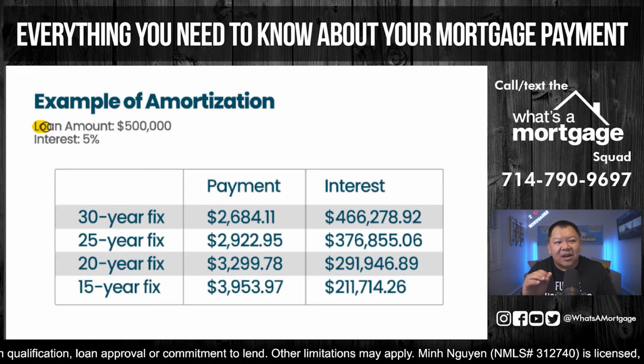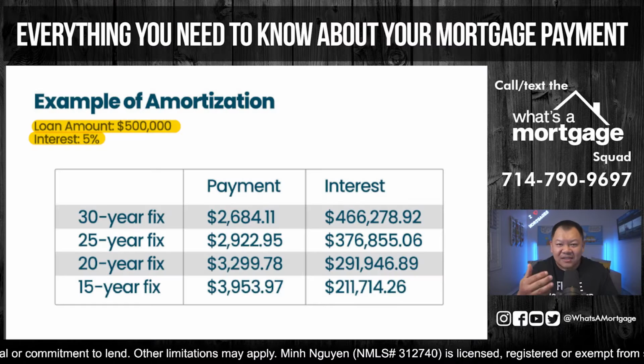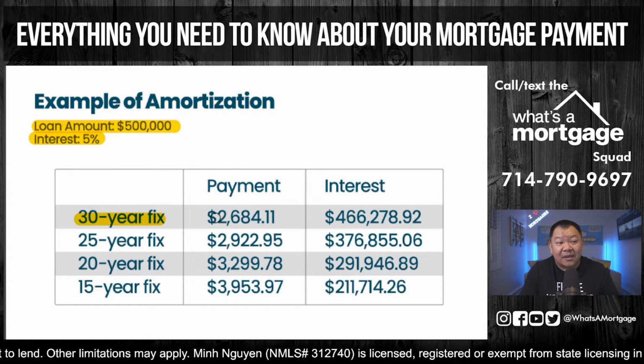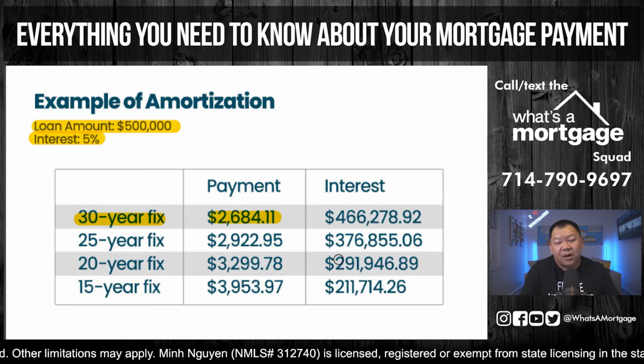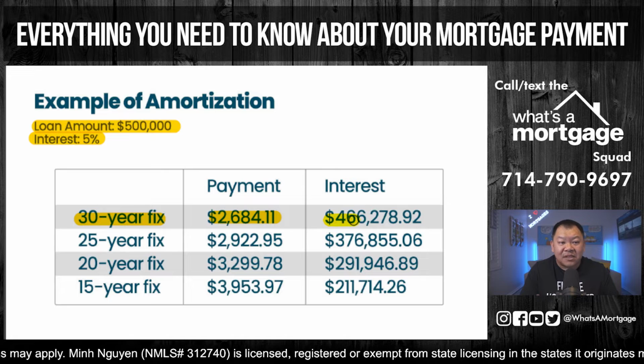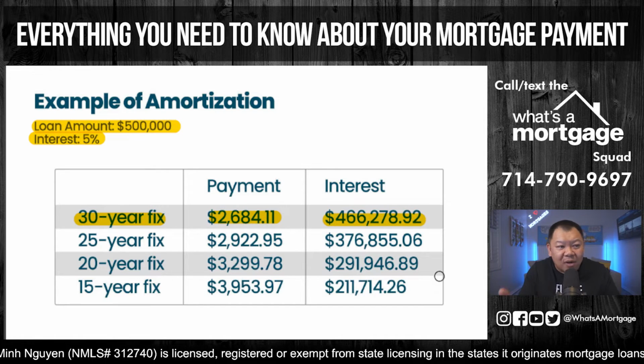So here's an example. So let's say on a $500,000 loan with a 5% interest, rates are not at 5% as you're watching this right now in October 2021. This is just an example. On a 30-year fix, on a $500,000 loan amount, the payment's going to be $2,684. In 30 years, you will pay back the $500,000 in principal plus $466,000 in interest. But let's say you go with a 25-year fix.